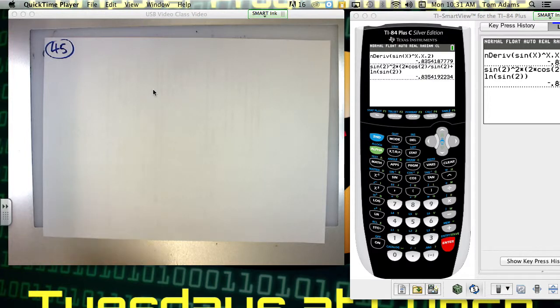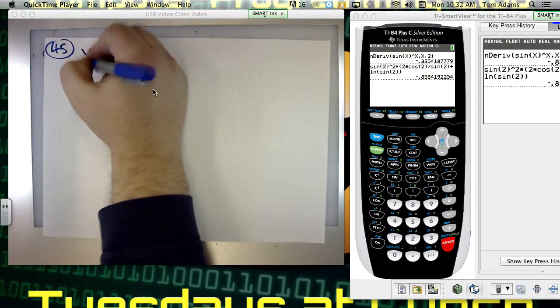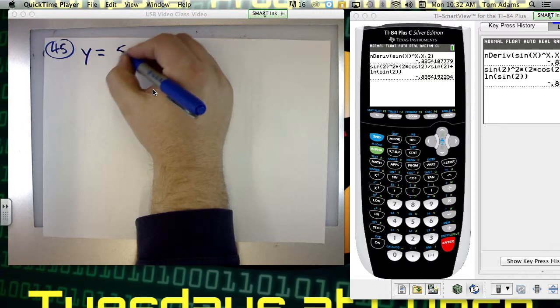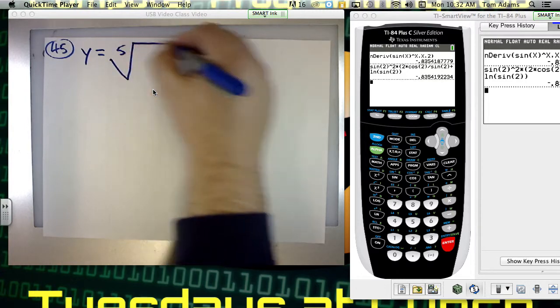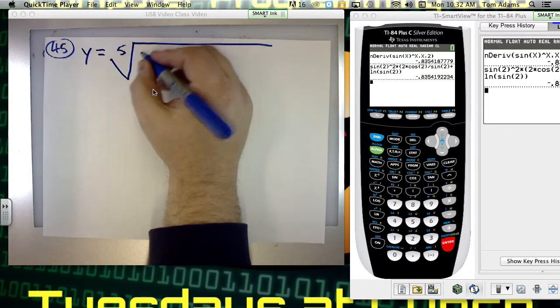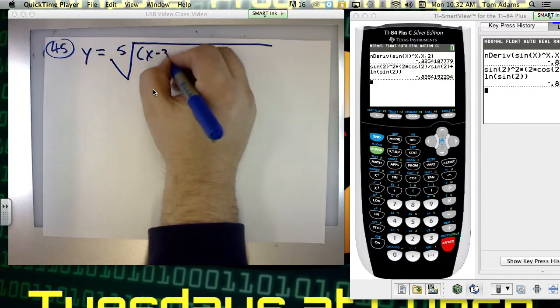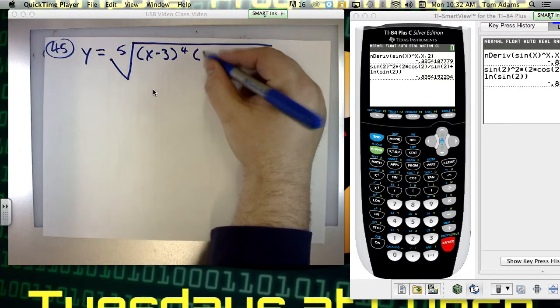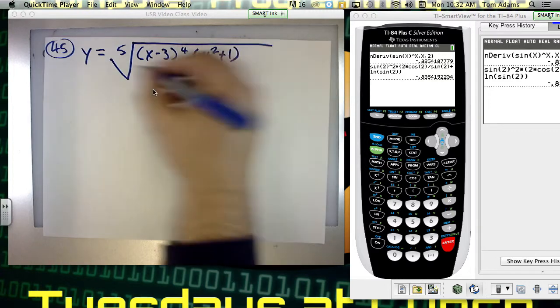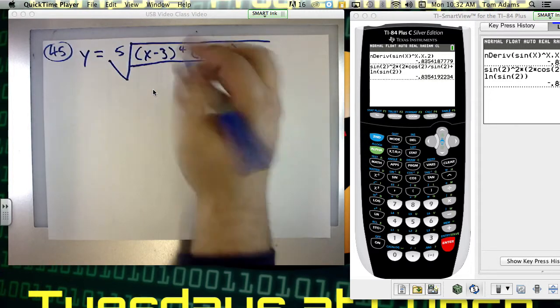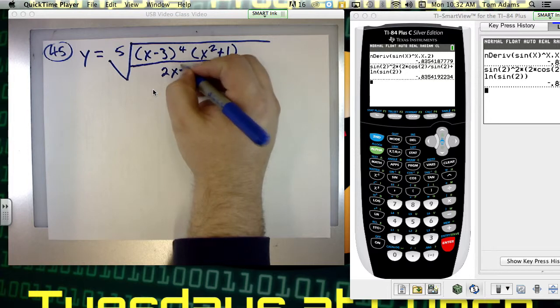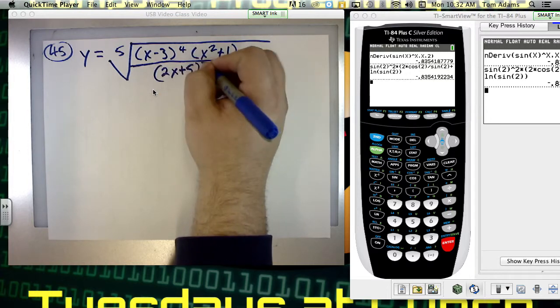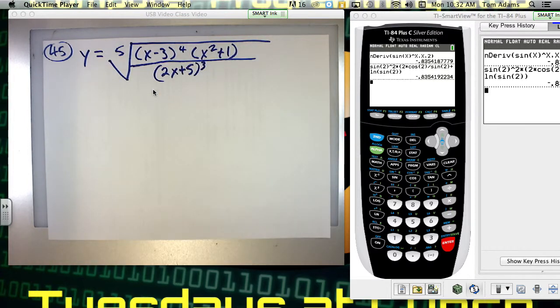All right, so for 45, they give us the function y is equal to the fifth root of (x minus 3) raised to the fourth times the quantity x squared plus 1, all over (2x plus 5) raised to the third.